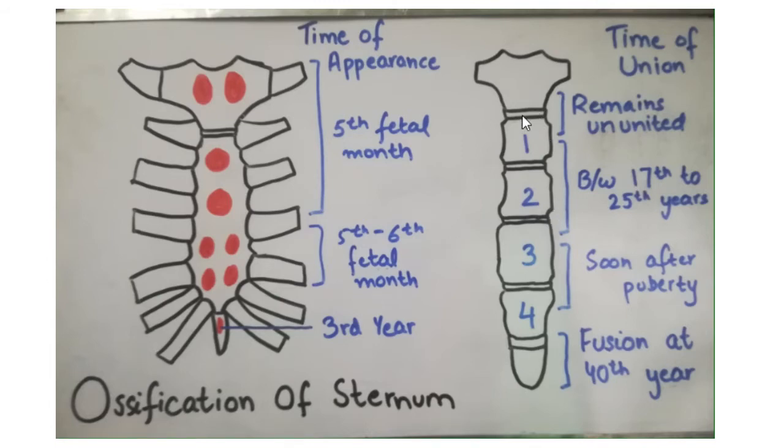This is the manubriosternal joint. This joint, as I have already told you, is a secondary cartilaginous joint. It remains ununited throughout life. It is not ossified. It persists throughout life. Then comes the fusion of the xiphoid process, or xiphisternum, with the body of the sternum. This fusion occurs at the 40th year of life. That's all about the ossification of the sternum.